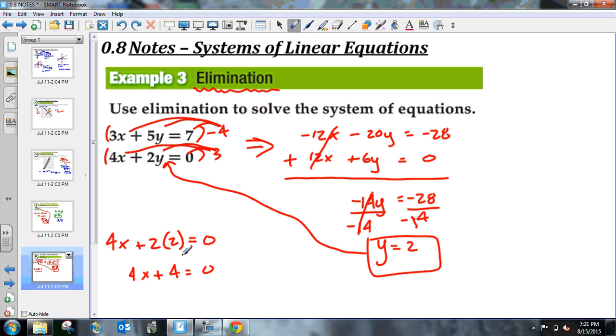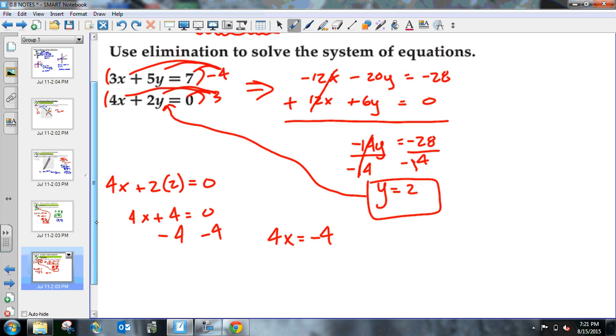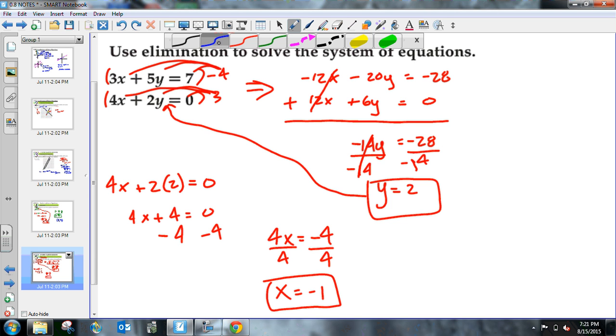And guys, I can solve this for x now. I'm going to subtract 4 from both sides, and I get 4x is equal to -4. Now I'm going to divide both sides by 4, and I get that x is equal to -1. So I have an x value, I have a y value. I can write my solution as an ordered pair. I can write this as (-1, 2), and that's my answer.